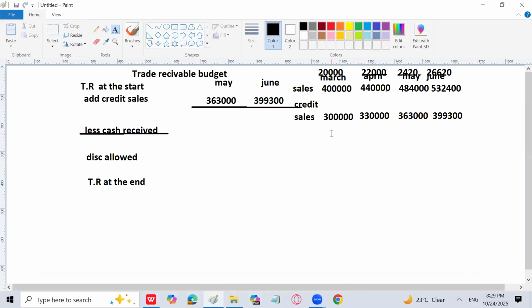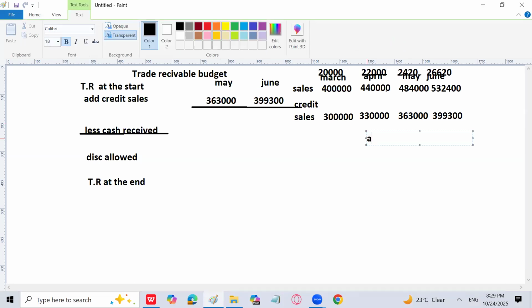So let's see. It means that in March, the amount is 3 lakh, 40% will pay in April, and 60% are going to pay in May. It means that at the end of April, we have trade receivable from March, that is 3 lakh multiplied by 60%, and that is going to be 1 lakh 80,000.